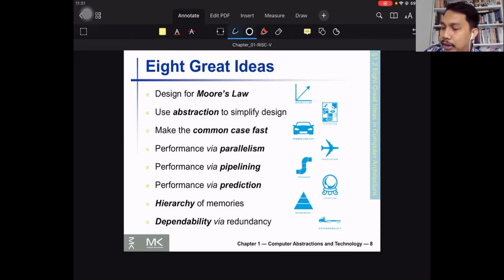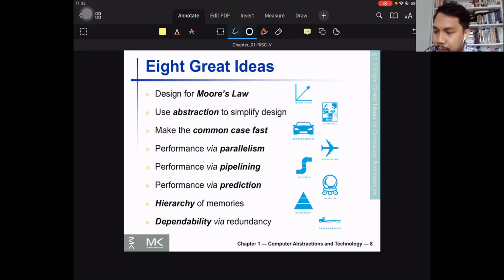Using abstractions to simplify design. What do you mean when you say abstraction? Abstraction is the covering, compartmentalizing, right? Covering or compartmentalizing one train of thought so that things do not necessarily become complicated.